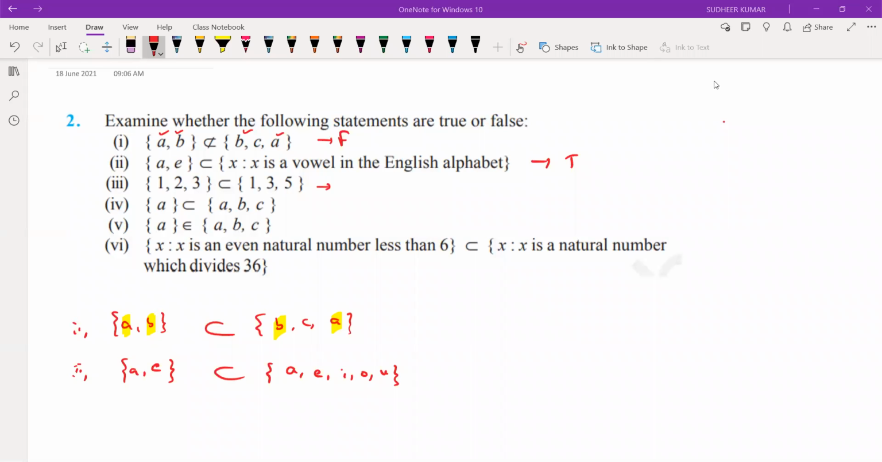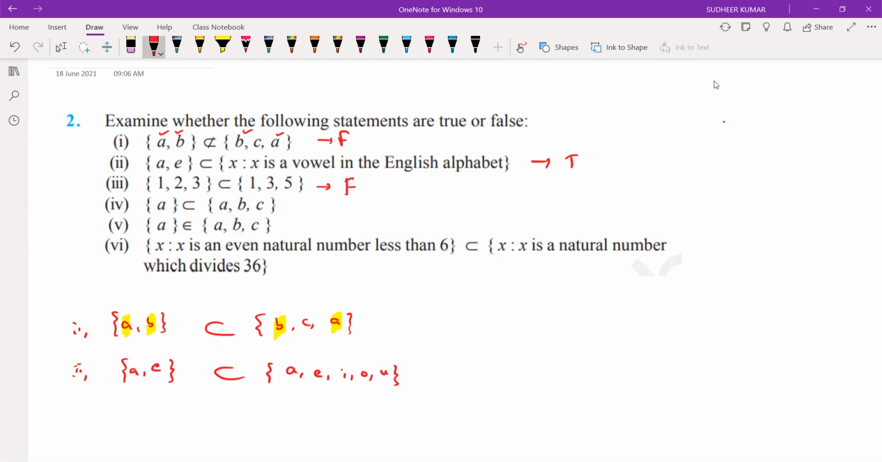Because 5 is not there, sir. Yes, sir, the first set element 2 is not in the second set. We should see whether the elements of the first set exist in the second or not. Second set elements we should not see. Okay, sir, so it is false as 2 is not in the second set.